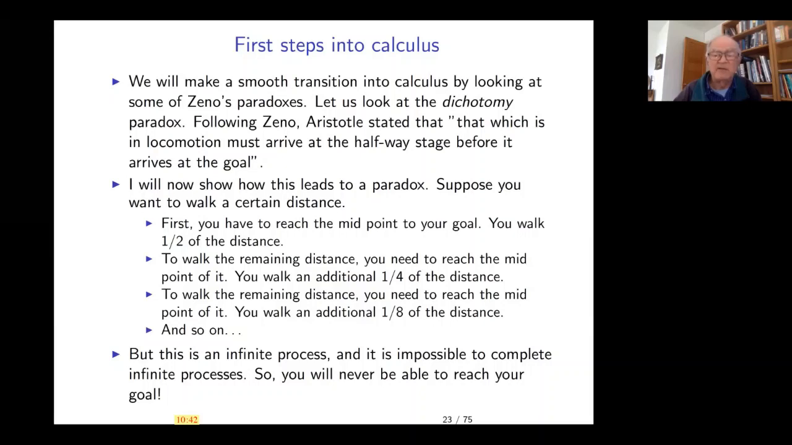That means you will never actually reach your goal because it's an infinite process. On the other hand, you clearly reach your goal. You just go all the way to your goal, and that's it. So that's a paradox. Today, it's hard to see it as a paradox. The explanation is that there is nothing wrong with accepting infinite processes in our everyday life.